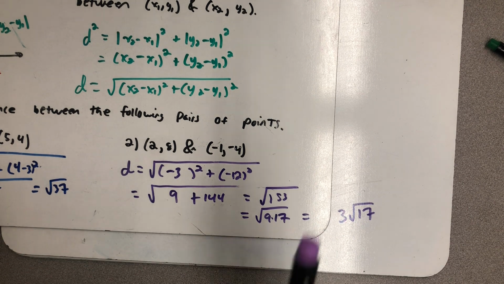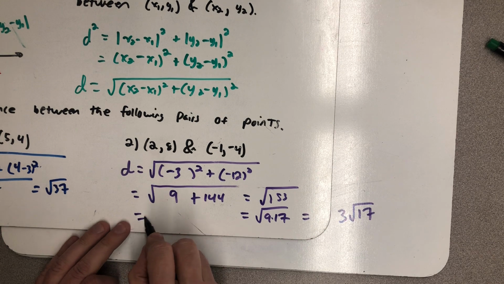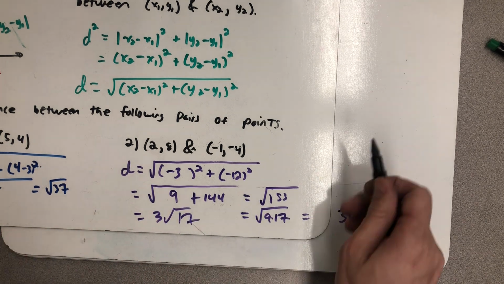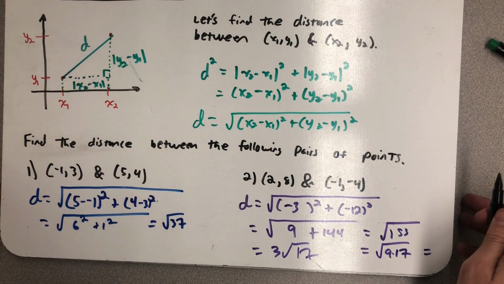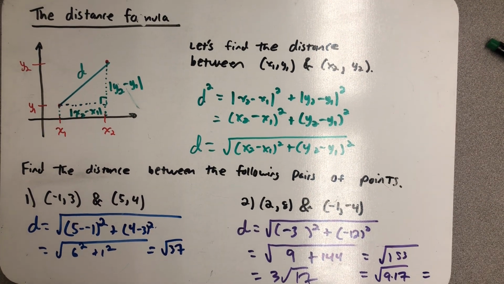Unless we're told to round, we always want to give an exact distance. So this one works out to be 3 root 17. Our distance formula will help us find the distance between any pair of points. And then we have 2 nice, happy examples here.